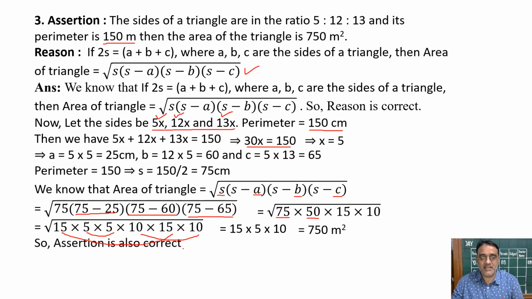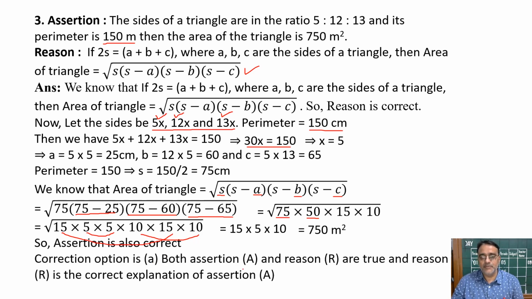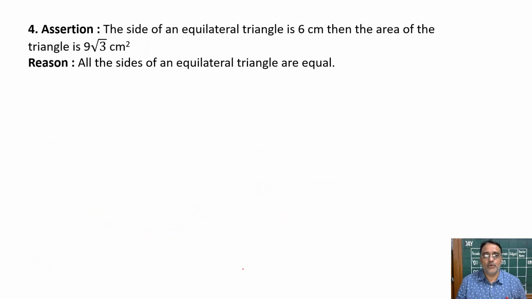So which option is the correct one? Option A. Option A, right. Both assertion and reason are true, and reason is the correct explanation of assertion, right? So now we are moving toward question number 4. The side of an equilateral triangle is 6 centimeter. Then the area of the triangle is 9 root 3 centimeter square. The reason: all the sides of an equilateral triangle are equal. Whether the statement given in the reason is correct?